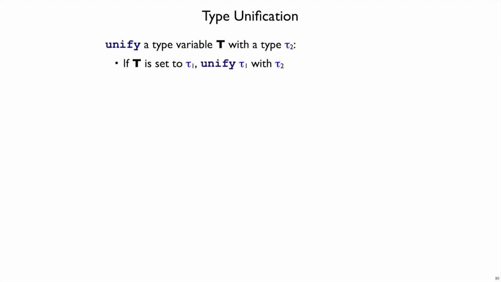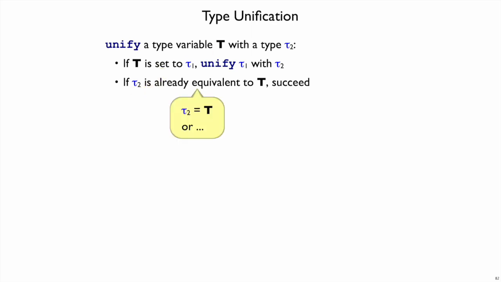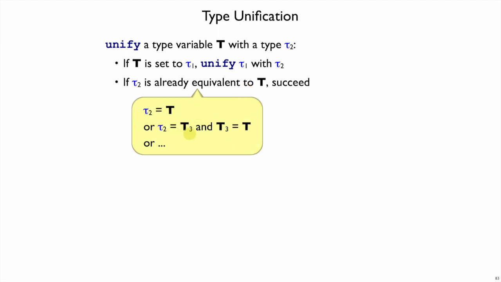about tal2 yet. If t is set to some other type tal1, then we already know that t is equivalent to tal1. We can recur with unify on tal1 and tal2. Okay, so now we suppose that t is not set to something already. Another possibility is that we already know that tal2 is equivalent to the type t. Maybe because tal2 is literally t, and so we're trying to unify t with t. That should just succeed. But another possibility is that tal2 is some other type variable t3.